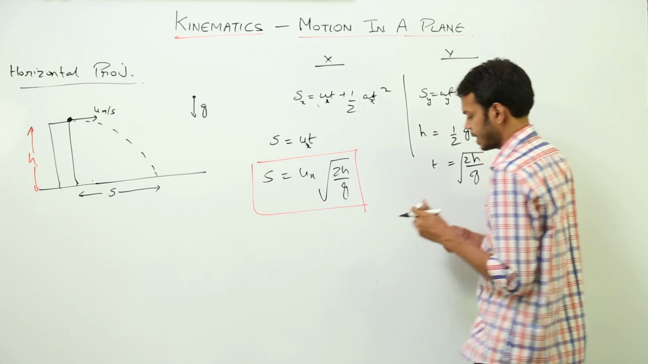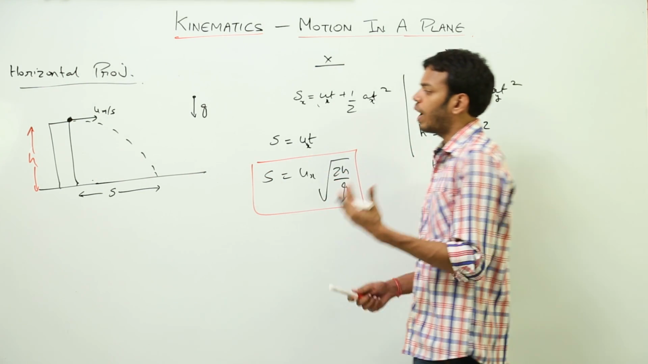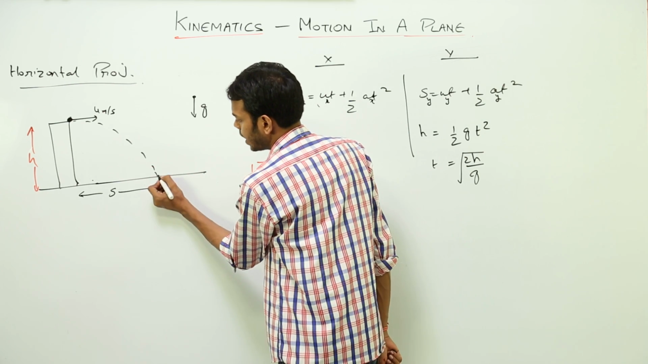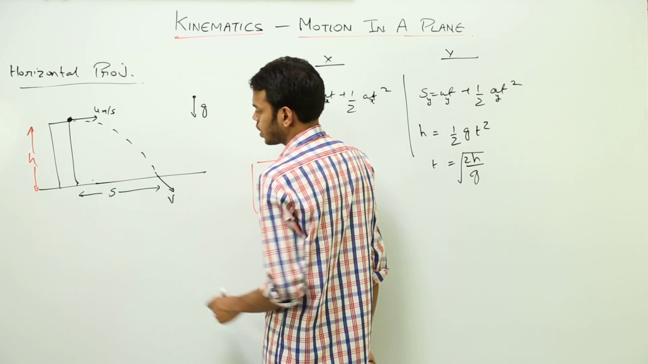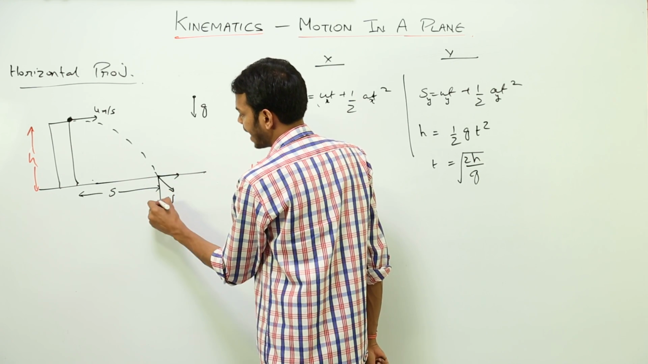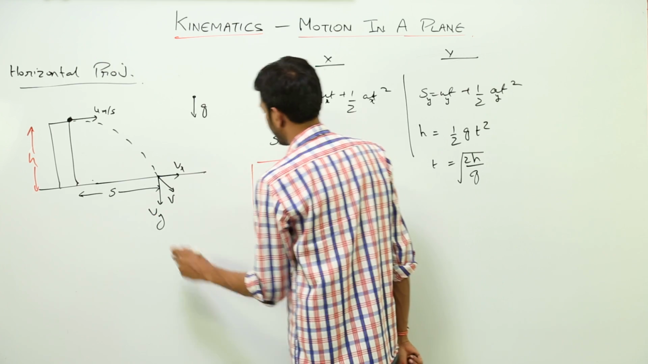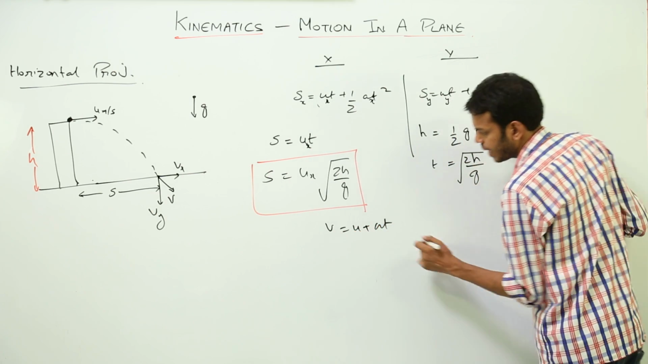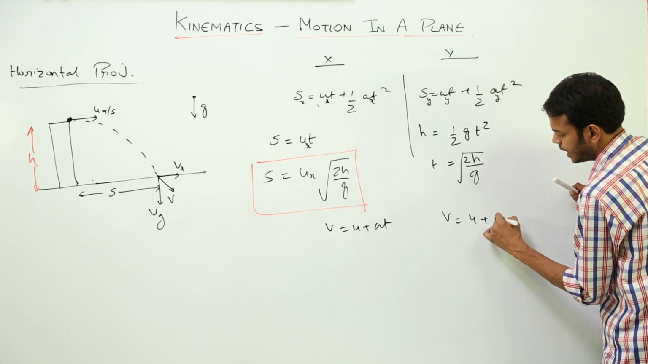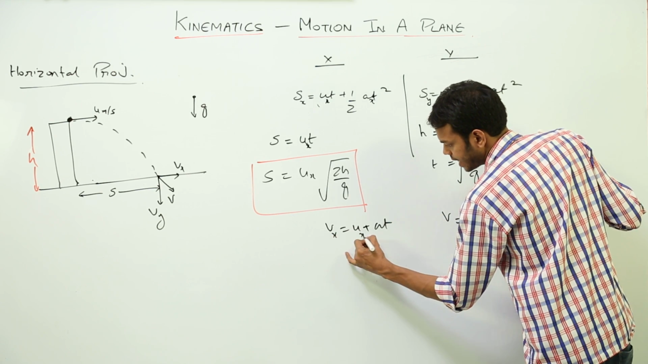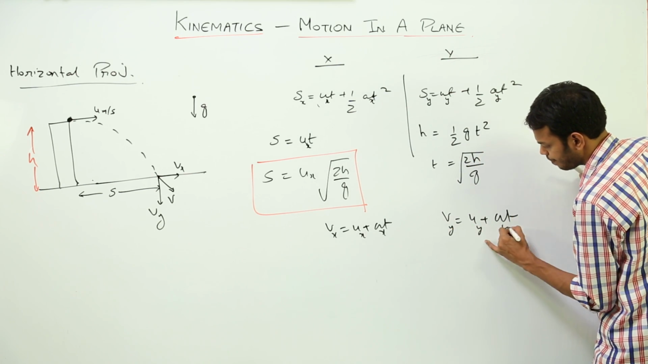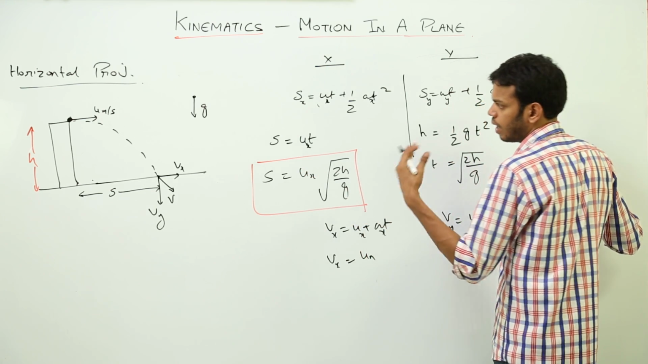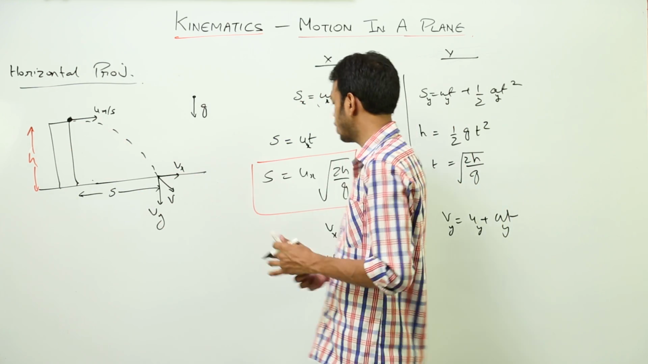Suppose I want to find with what velocity it struck, because it is going to strike in this direction, right, with some velocity. I cannot find v directly, but I can find vx and vy. So again I'll be using the formula v equals u plus at, along the x axis and along the y axis. So vx is equal to ux, which is the initial velocity with which the object was thrown, which is u.